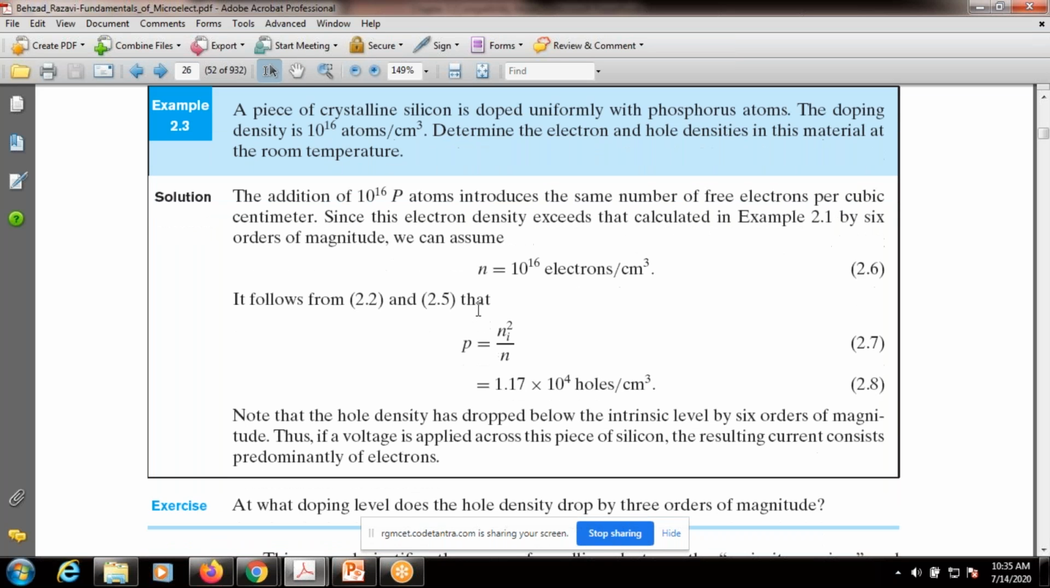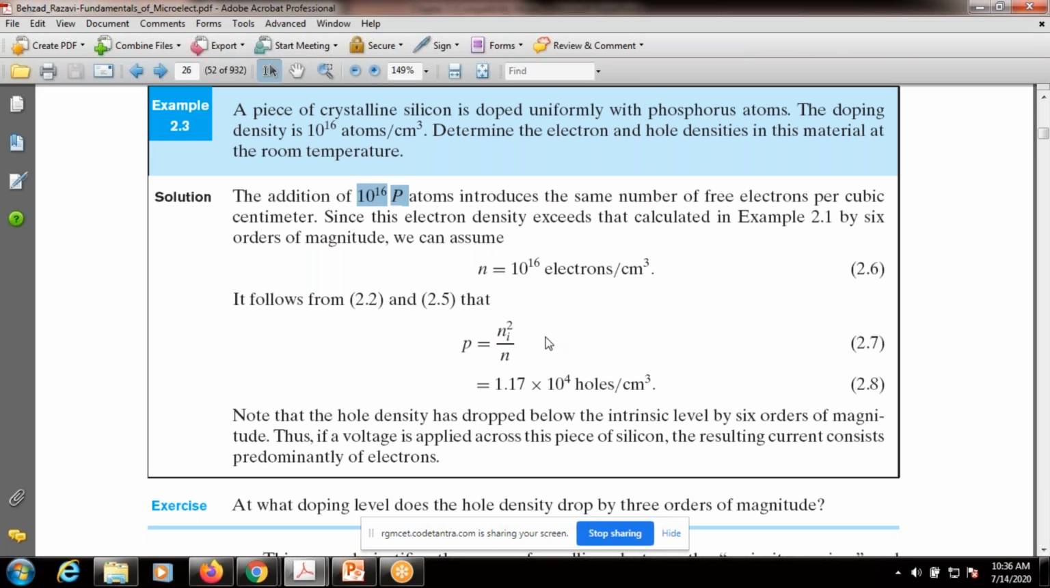Observe here, this is the solution. The addition of 10 power 16 phosphorus atoms introduces the same number of free electrons per cubic centimeter. So the number of phosphorus atoms is equal to the number of free electrons. This electron density exceeds that calculated in example 2.1 by 6 times. Now what is n for the extrinsic semiconductor? n is equivalent to the number of phosphorus atoms, n is equal to 10 power 16.